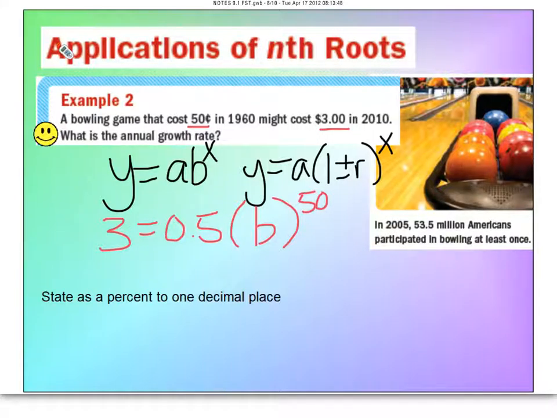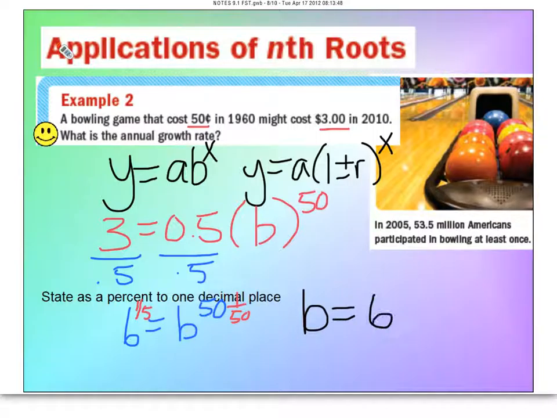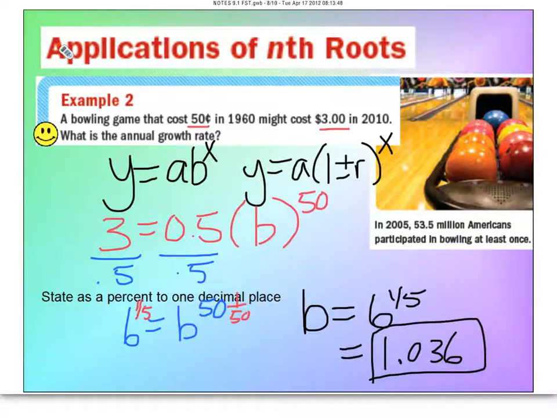So to solve this for b, we absolutely can do that. First thing we're going to do is just divide both sides by the 0.5, and that's going to leave us with 6 equals b to the 50th power. To get rid of the 50 there, all you have to do is multiply by 1 over 50, which is its reciprocal. So we see that b is equal to 6 to the 1/50 power. When you type that into the calculator, what you're going to get is 1.036.